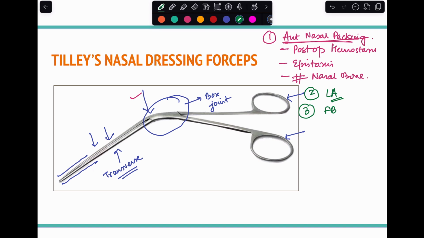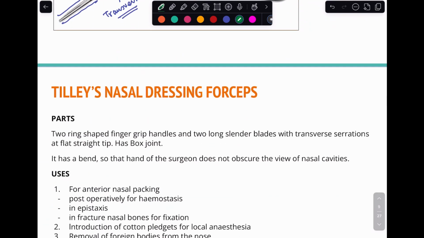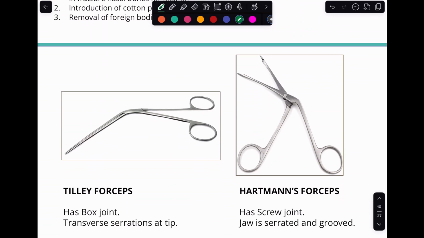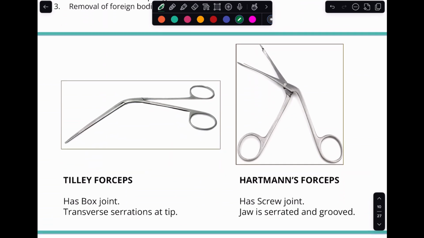Now, second thing is this forceps is very commonly confused with another forceps that we have, which is known as the Hartmann's forceps. Now, let's look at the image and see what are the differences between these two forceps and how do we not get confused by them. So on the left, what we are seeing is the Tilly's forceps. As I mentioned, the joint in Tilly's forceps is a box joint. Whereas if you look at the right, this is a Hartmann's forceps. The joint over here that you are seeing is a screw joint. So that is one major difference.